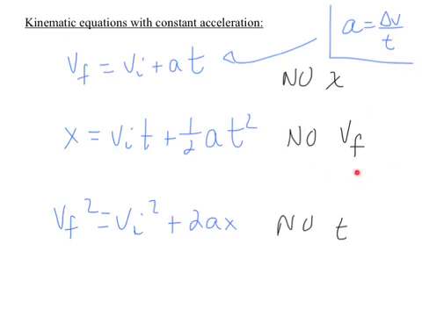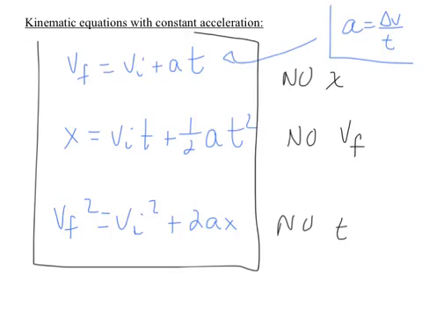If you know nothing about Vf and it's not involved in the problem, you might use this one. If t is not involved anywhere in the problem, you would use this one. But remember that just because you're using x doesn't mean you have to use this equation. If you're trying to find x but you don't know time, you can't use this here. Maybe you use this one, solve for x and rearrange it, because you don't have time. But these are the three kinematic equations that we're going to use this year to represent motion of an object.